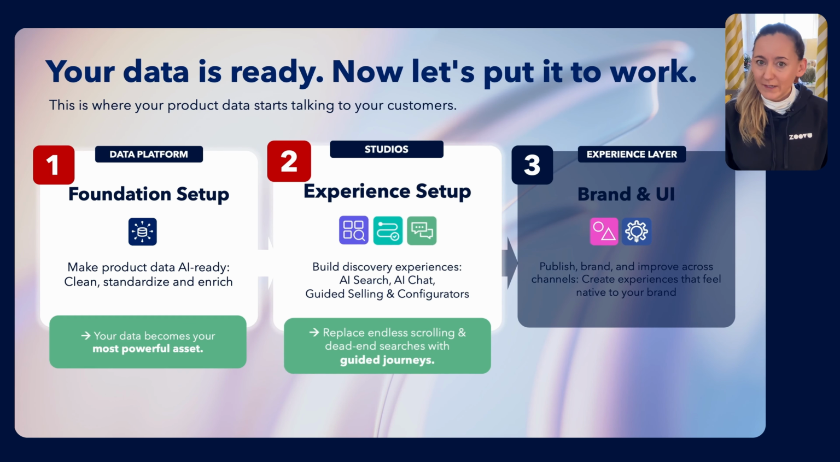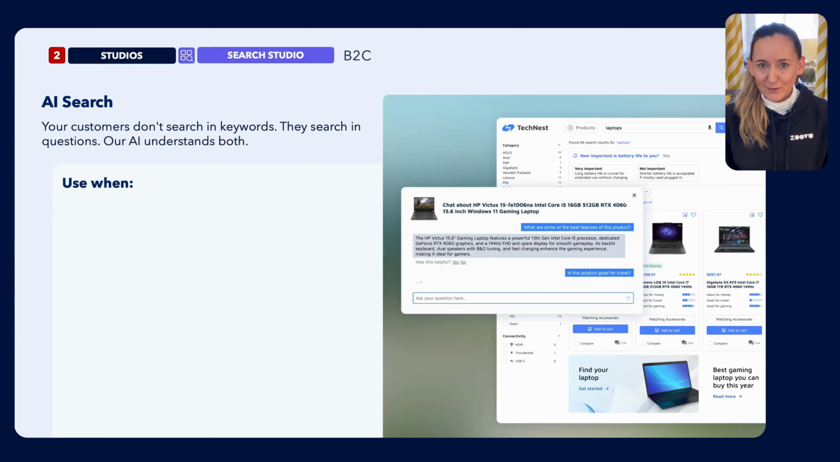Now we move into layer 2, the studios. This is where you're building the buyer experience. You choose the studio based on the journey you want to support: search, guided selling, configurator, and AI chat. Let's walk through each one.